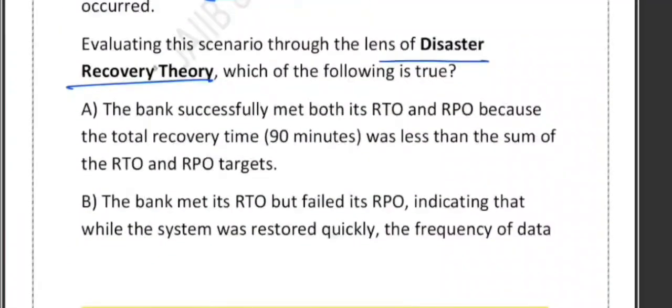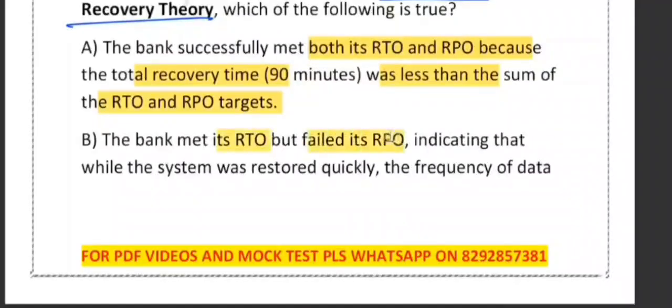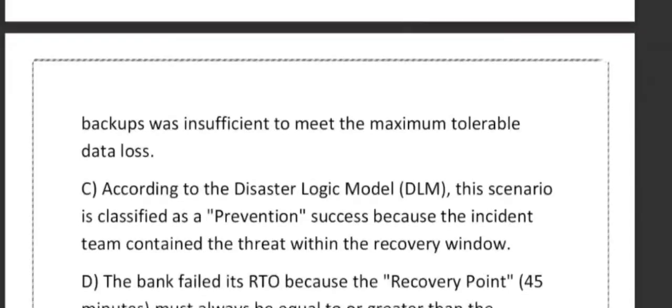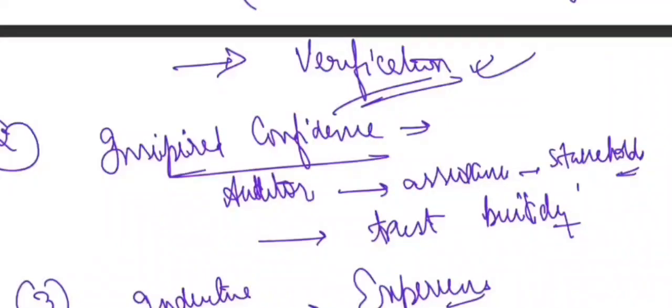So option A says that they meet both RTO and RPO because the total recovery time of 90 minutes was less than the sum of RTO and RPO targets. B says that it meets RTO but fails RPO. C says that you can classify it as a prevention success under DLM. It is classified as a prevention success under the disaster logic model. And option D says that it failed RTO because recovery point must be larger than the recovery time. So these are the 4 options they have given. Now let me explain what this RTO RPO is all about, because DRP is a very important topic, disaster recovery planning, on which questions are regularly asked in the examination.